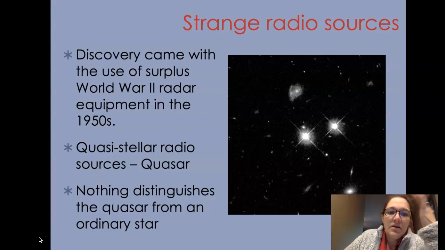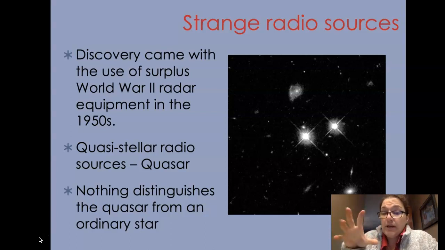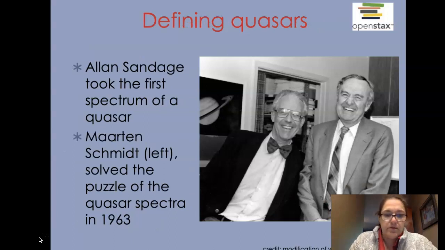Well, shortly after World War II, a couple of astronomers purchased some surplus radar equipment in the 50s and pointed it at the sky, because they wanted to see, is there anything cool out there in the radio portion of the spectrum? And since they discovered these stars that can't quite be stars, they called them quasi-stellar radio sources, quasar for short. So when you just look out, nothing distinguishes a quasar from a regular star.